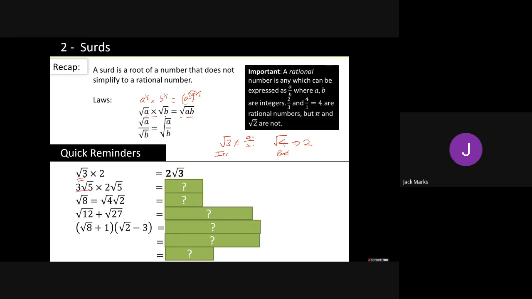How do we deal with situations like this? Well, really, these are just products, aren't they? This is just 3 times root 5 times 2 times root 5. So you can effectively shuffle the numbers around, put the 6 together, and then multiply the surds. In this case, it's root 5 and root 5, which make 5. So you just get 6 times 5.